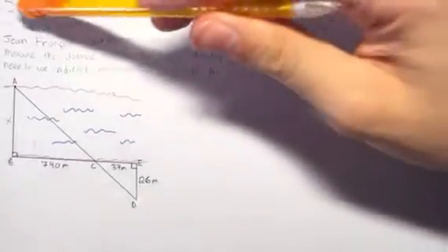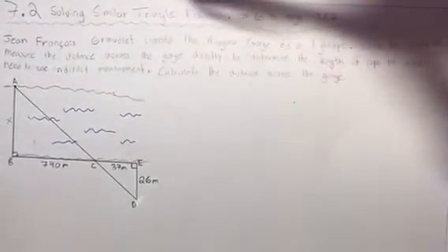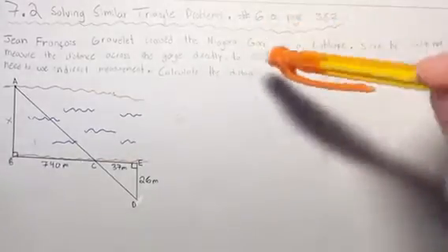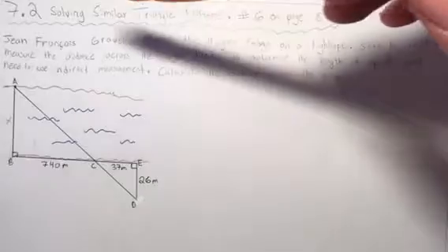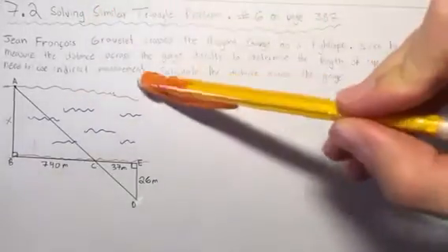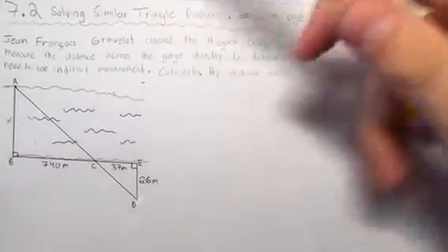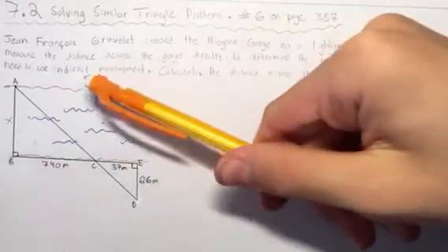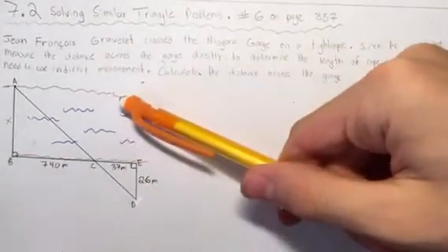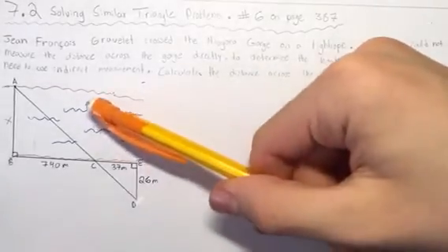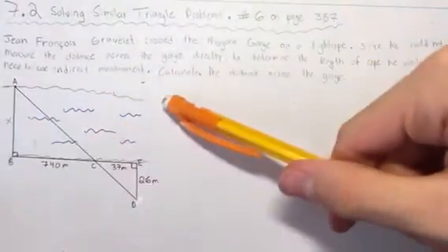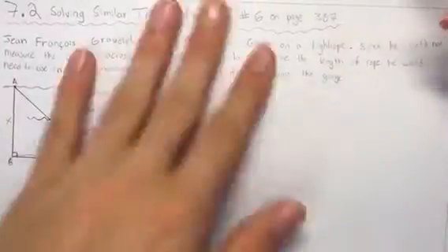This is chapter 7.2, Solving Similar Triangle Problems, and I'm doing question number 6 on page 387. Jean-Francois Gravette crossed the Niagara Gorge on a tightrope. Since he could not measure the distance across the gorge directly to determine the length of the rope, he would need to use indirect measurement. Calculate the distance across the gorge.